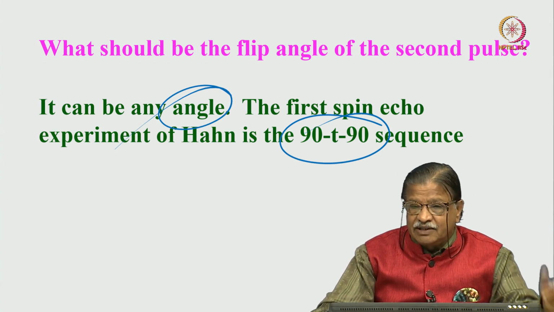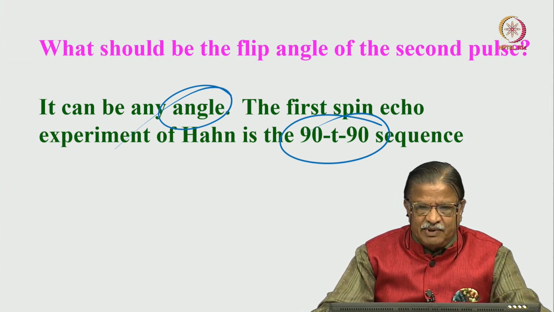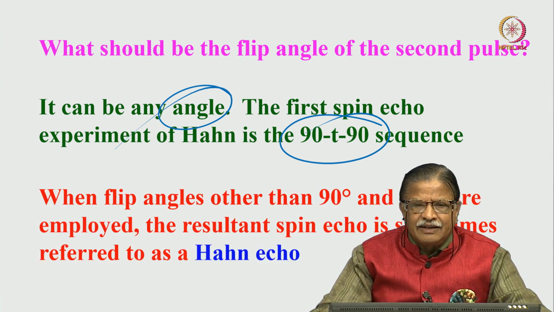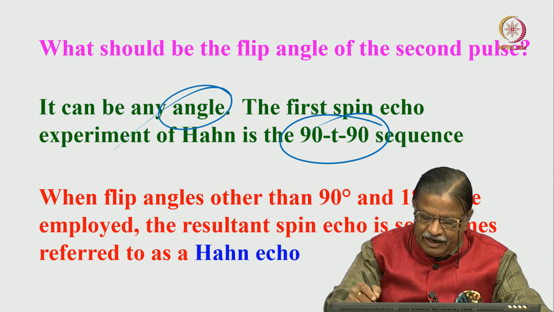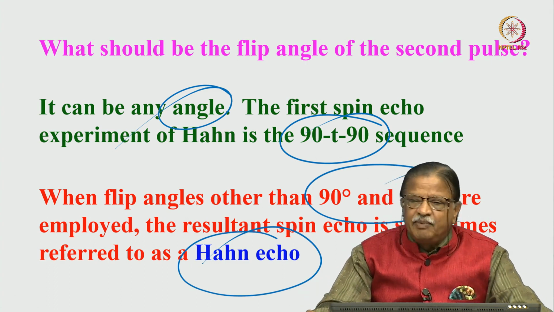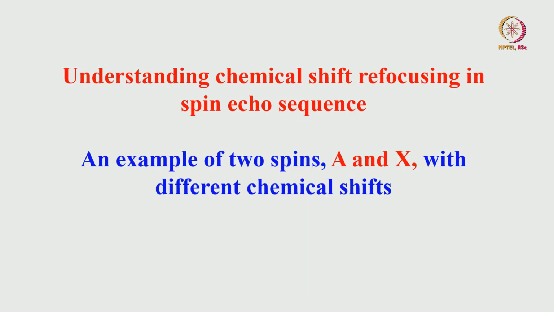That is also possible. Any two pulses with a delay. I did not say 180 in the beginning. I showed that a commonly employed pulse sequence for spin echo is 90, t, 180. When angles other than 90 and 180 are used, we call it a Hahn echo. Commonly, the spin echo sequence uses 90, t, 180, t. If any other angles are used, you can still get an echo, but it is called a Hahn echo, because we are honoring the scientist who gave this idea.